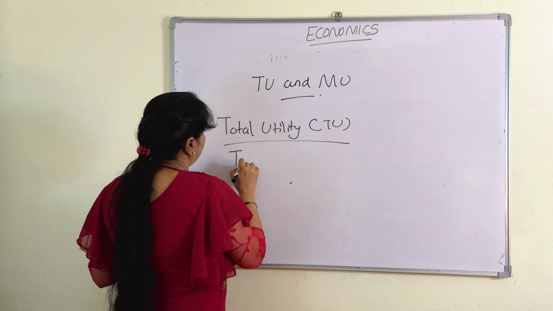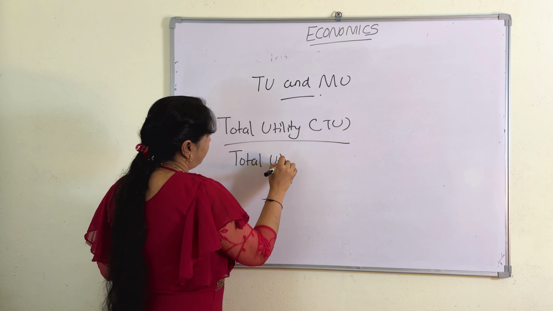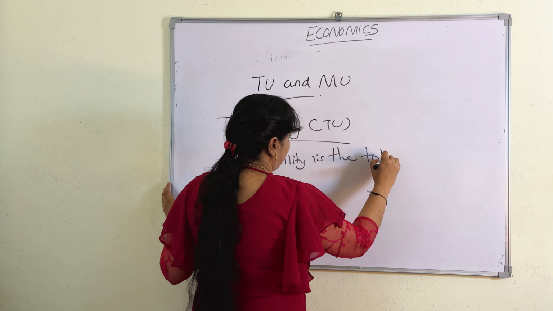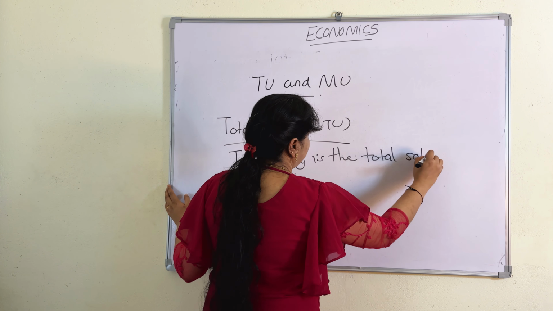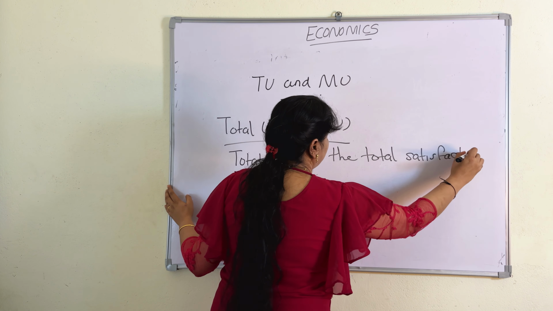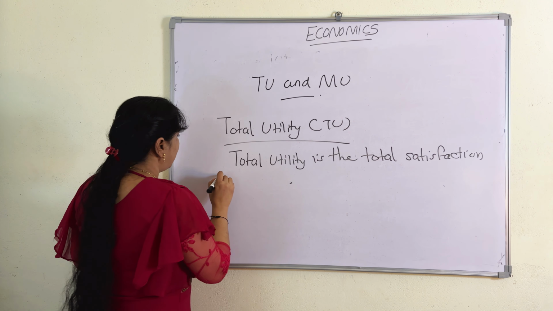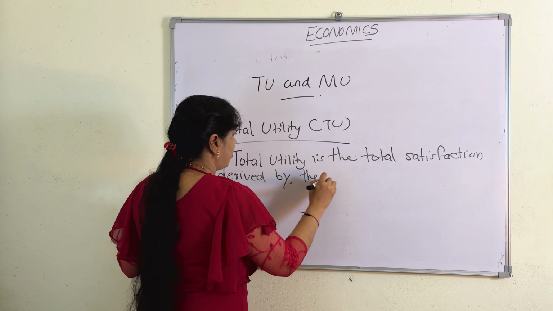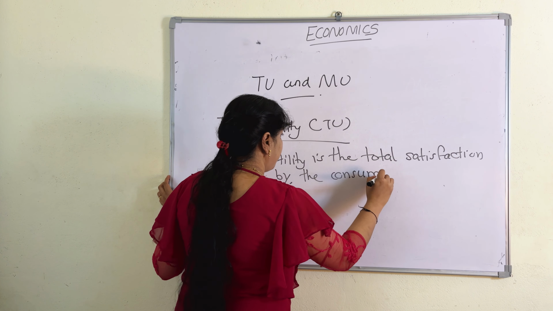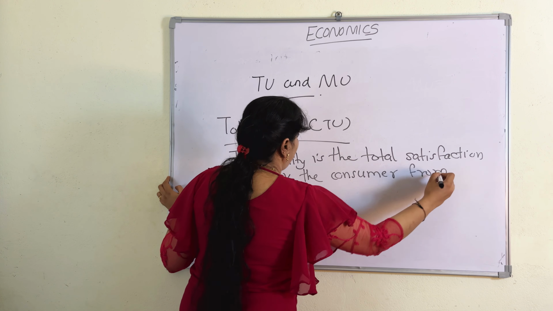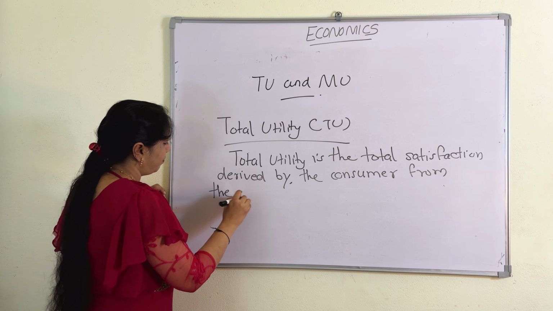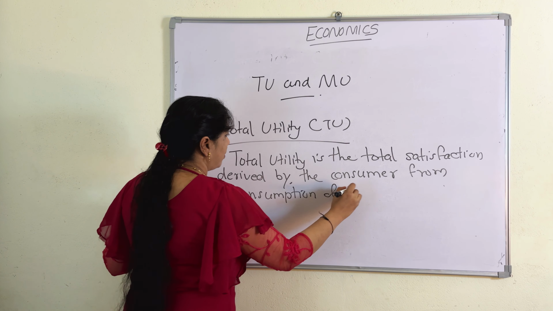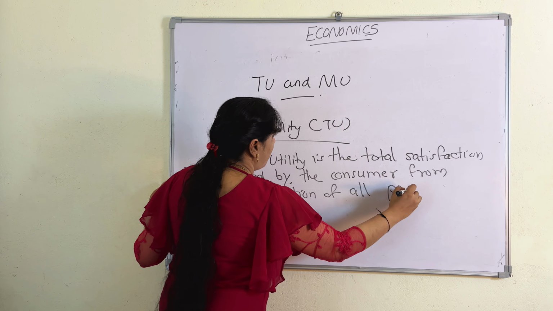So total utility is the total satisfaction derived by the consumer from the consumption of all possible units of the commodity.